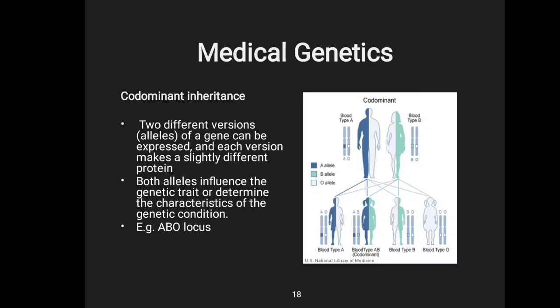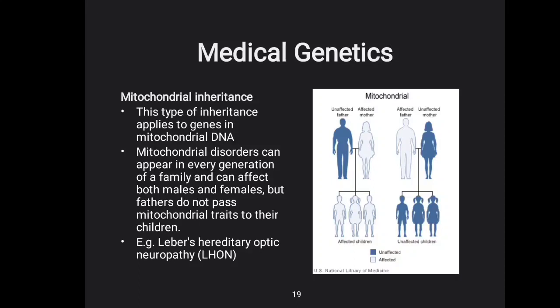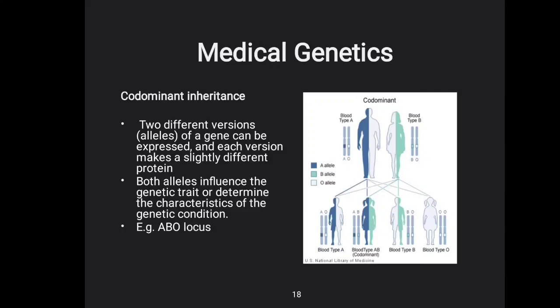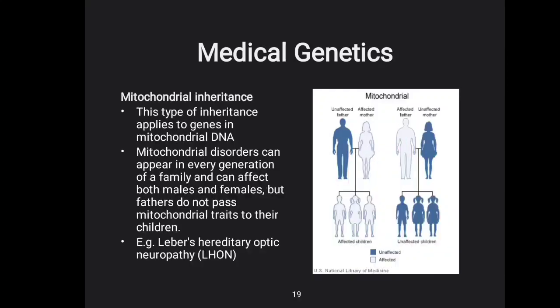Now the codominant inheritance: two different versions of the gene can be expressed, and each version makes a slightly different protein. Both alleles influence the genetic trait or determine the characteristic of the genetic condition. For example, the ABO locus, that means the ABO blood group, is inherited in a codominant inheritance pattern.